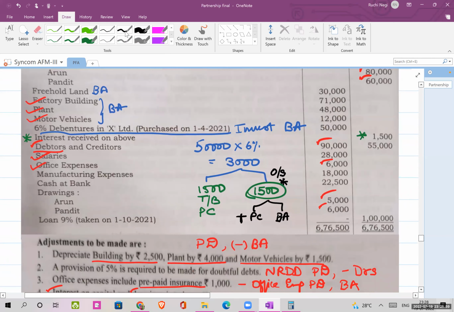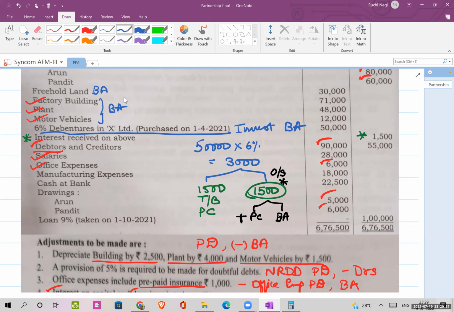I repeat, 50,000, 6%, 3,000. But we have already received 1,500 as per the trial balance information. On the credit side, interest received is 1,500. Okay, so trial balance का एक ही इफेक्ट होगा. So ये 1,500 जो है ये P&L क्रेडिट साइड में आएगा. लेकिन जो बाकी का 1,500 है, जो हिडन एडजस्टमेंट है, जो आउटस्टैंडिंग भी है, उसके दो इफेक्ट्स आएंगे. P&L credit side and balance sheet asset side.